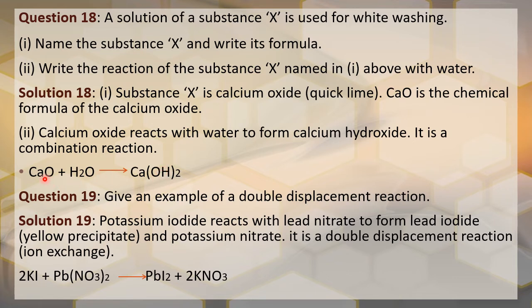What is the second question? Write the reaction of the substance X with water. So this is the reaction with the water. CaO plus H2O gives Ca(OH)2. This is an example for what? Combination reaction. 19th. Give an example of a double displacement reaction. Double displacement reaction is the reaction between two metallic salt solutions. Out of the two metallic salt solutions, in which metallic salt solution the reactive metal is there, that will take initiation, that will go and displace the least reactive metal from its metallic solution.